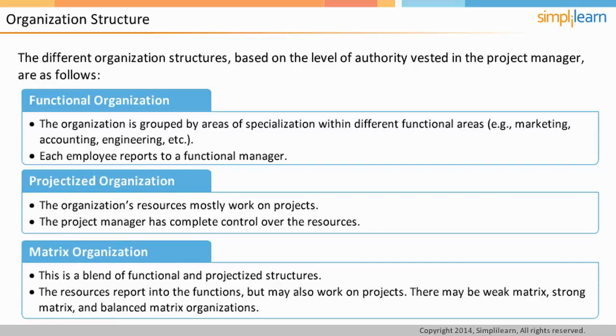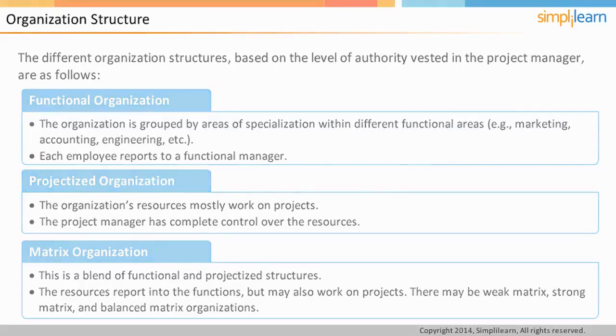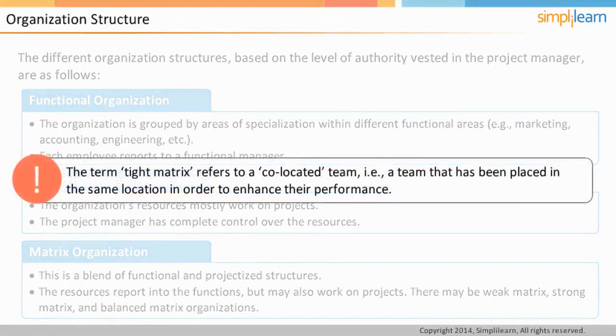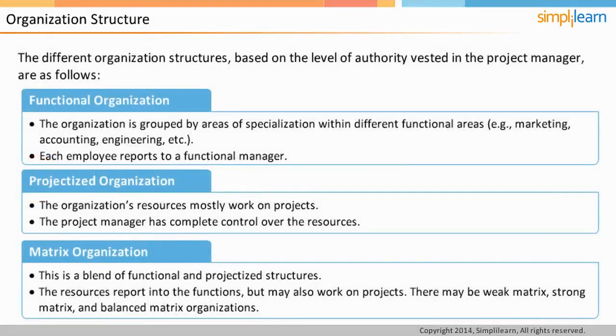Out of the two bosses that team members have in a matrix organization, if the project manager has more authority over the team member, such organizations are called strong matrix. Where the functional manager has more authority, it's a weak matrix organization. If they both share equal authority, then it is a balanced organization. There is another term that you might find in the exam called tight matrix. This generally refers to a co-located team, that is, a team that has been placed in the same location to enhance their performance. In the PMP exam, if there is no mention of the organization type, you can assume it to be a matrix organization. Let us look at each of these organization structures in detail. In the next screen, let us look at functional organization.